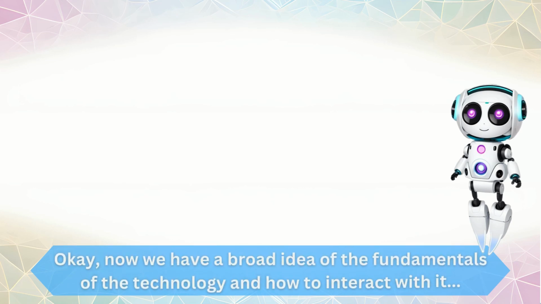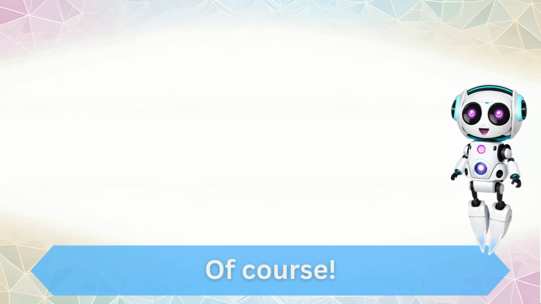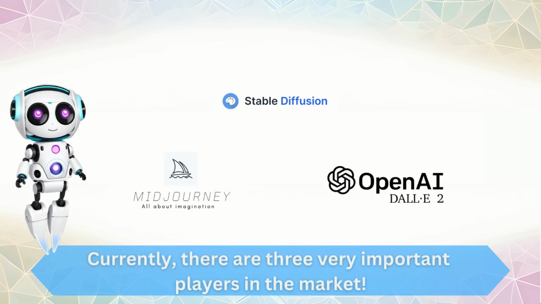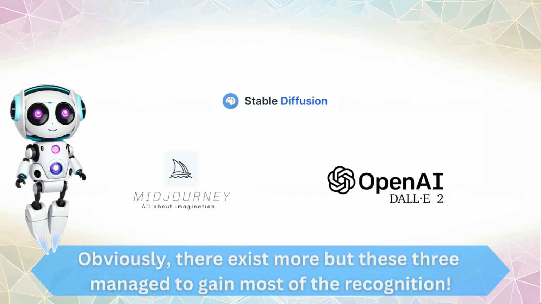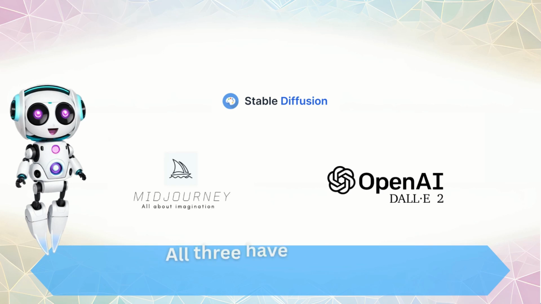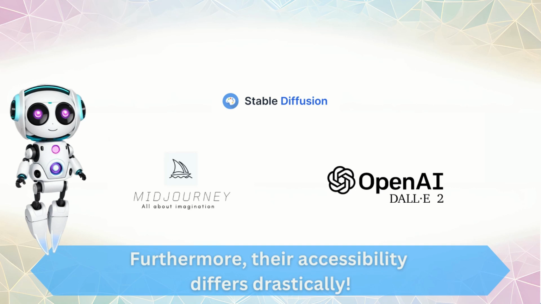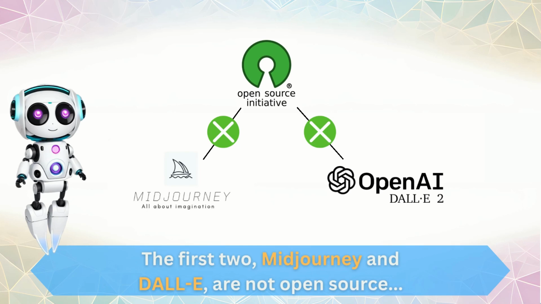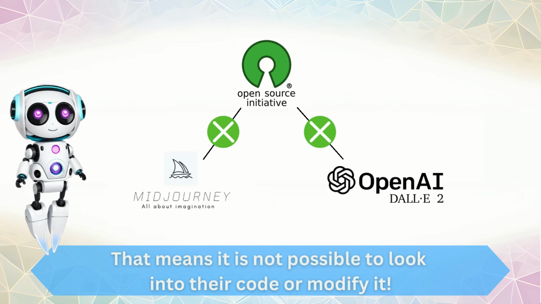Okay. Now we have a broad idea of the fundamentals of the technology and how to interact with it. What do we need next? Of course, the AI. Currently, there are 3 very important players in the market. Obviously, there exist more, but these 3 manage to gain most of the recognition. All 3 have their own strengths and weaknesses. Furthermore, the accessibility differs drastically. The first 2, Midjourney and DALL-E, are not open source. That means it is not possible to look into their code or modify it.